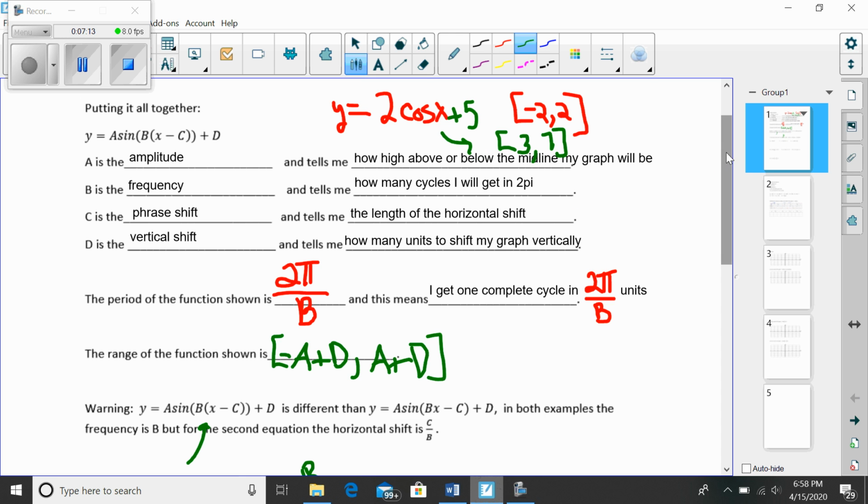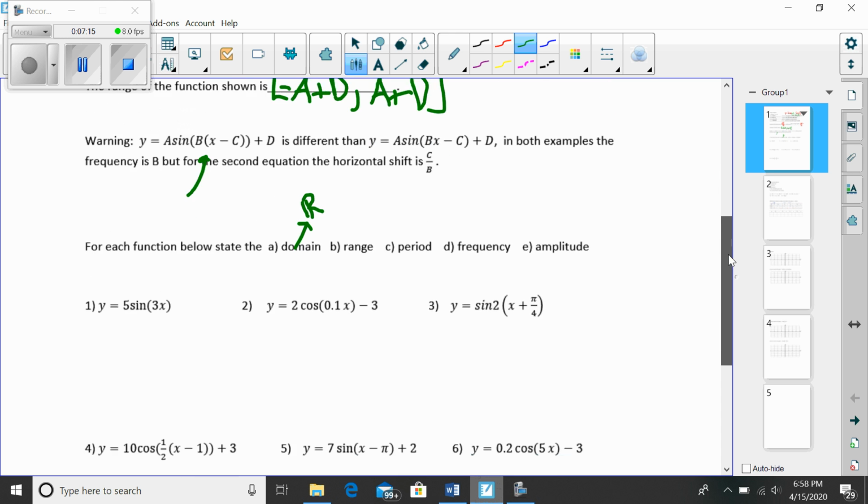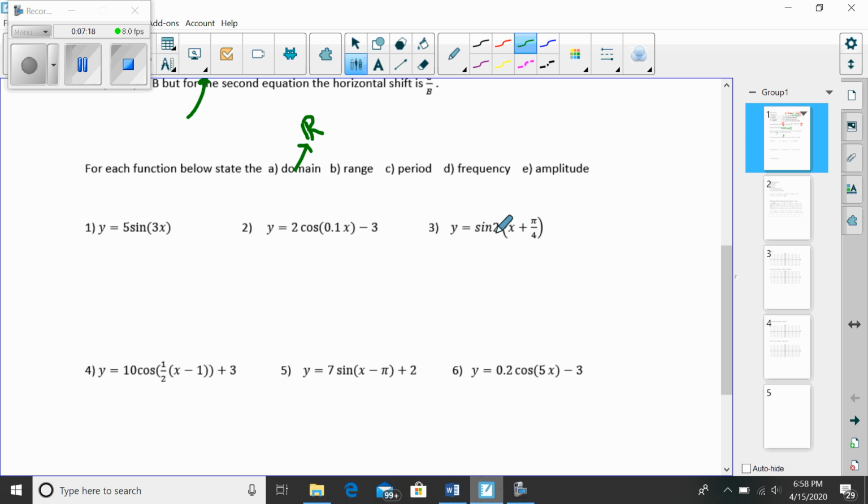Okay, so none of those things change the period. If I wanted to know the period of, say, the graph in number 3, it doesn't matter that I've shifted it. This would actually shift to the left, pi over 4 units. Doesn't matter, right? I have a frequency, so letter D here would be 2. I have a frequency of 2, which means that my period would be 2 pi divided by 2.